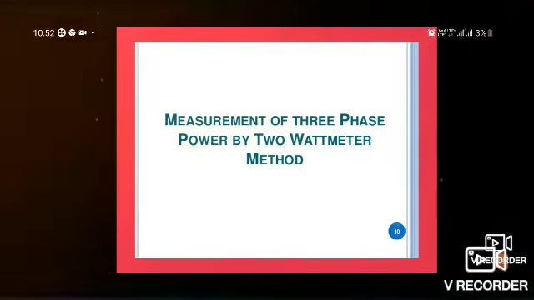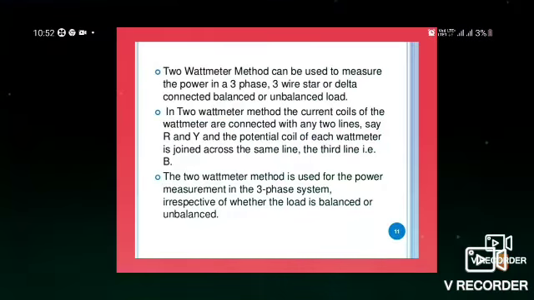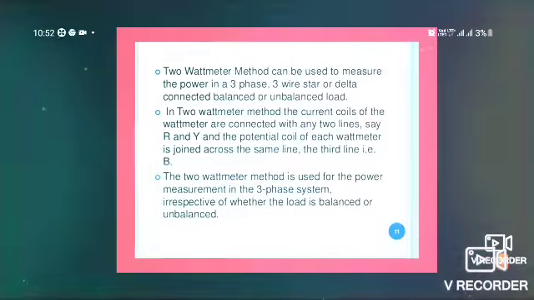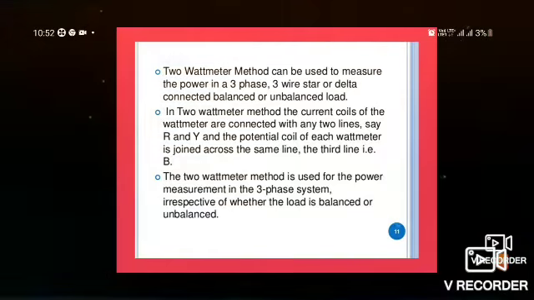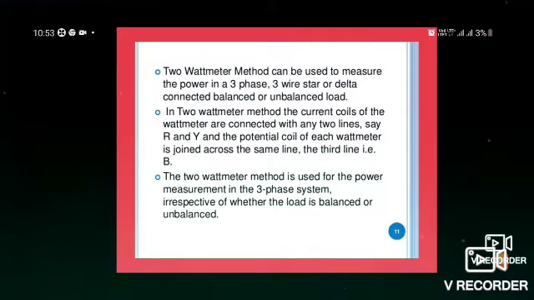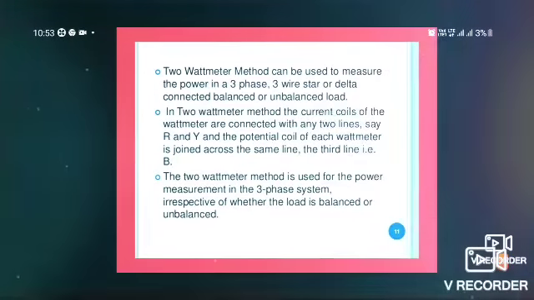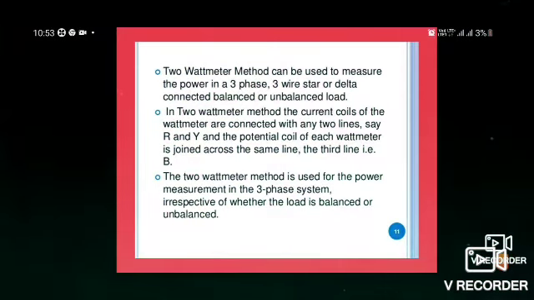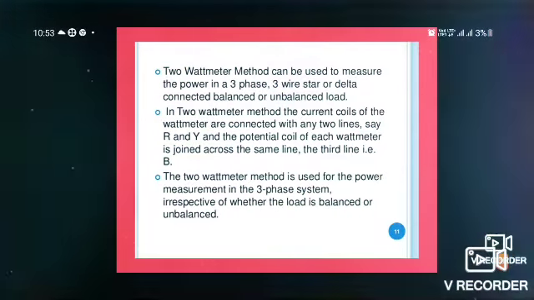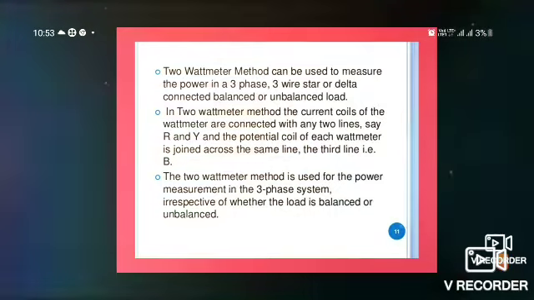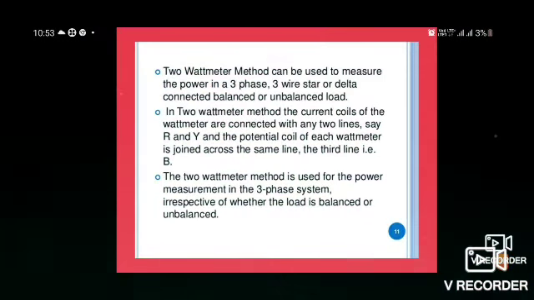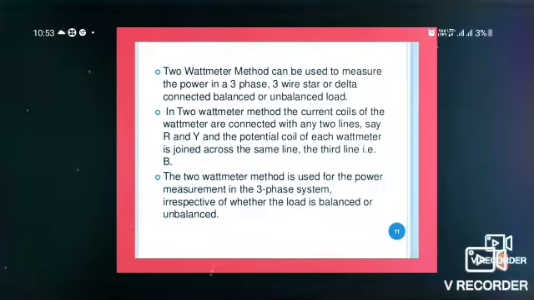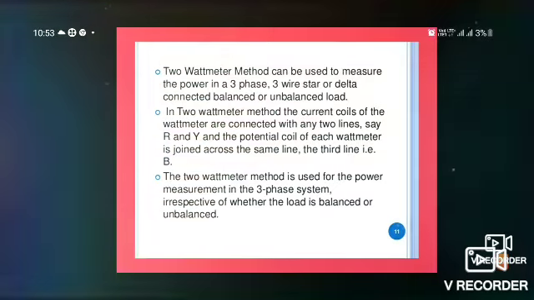Next one is measurement of 3-phase power by the 2 wattmeter method. The 2 wattmeter method can be used to measure the power in a 3-phase 3-wire star or delta connected balanced or unbalanced load. In the 2 wattmeter method, the current coils of the wattmeters are connected with any 2 lines, say R and Y, and the potential coil of each wattmeter is joined across the same line, the third line, that is B. Again I will repeat.